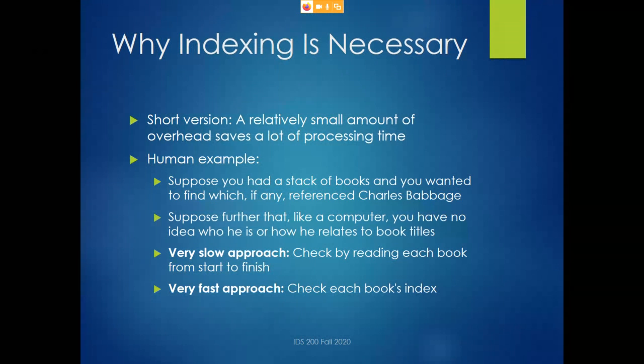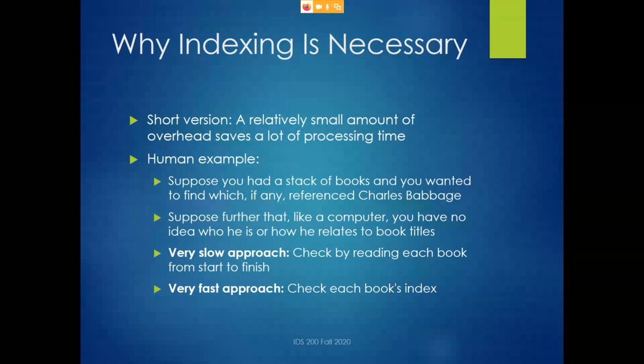So as a human example, suppose you have a big stack of books, right? You have a little library in your house. You have a stack of books, and you wanted to find which, if any, reference Charles Babbage. Now, if you're a human, you might know that Charles Babbage was an early pioneer in computers. However, let's suppose that, like a computer, you have no idea who he is. You have no idea that Charles Babbage even refers to a person, or how he might possibly relate to any book titles. All you know is you want to find within your stack of books which books have some reference to this thing Charles Babbage.